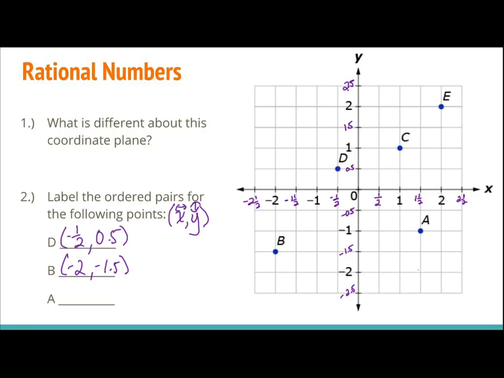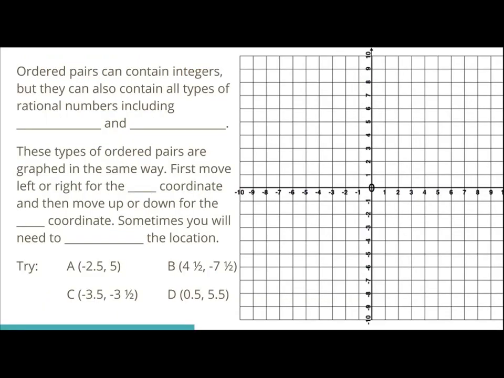I'm going to do the same thing for A. I'm going to move over to the side first. It's a positive 1.5. If I look, the A is directly underneath that positive 1 and 1/2. And my A is in line with my negative 1. Ordered pairs can contain integers, but again, they can also include all types of rational numbers, including fractions and decimals.